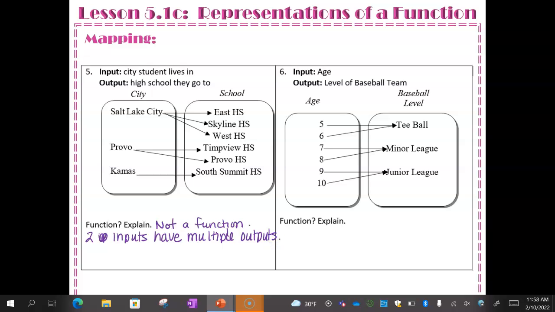Number 6, the input is the age and the output is the level of the baseball team. So at age 5, you play t-ball. 6, you also play t-ball. 7, you're in minor league, and 8, you're in minor league, and ages 9 and 10, you're in junior league. So each one of these inputs only has one arrow coming out of it, so this is a function. Each input has exactly one output.